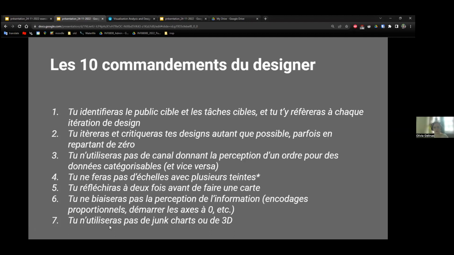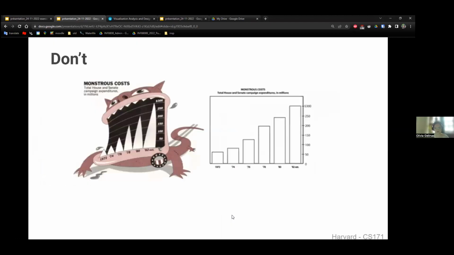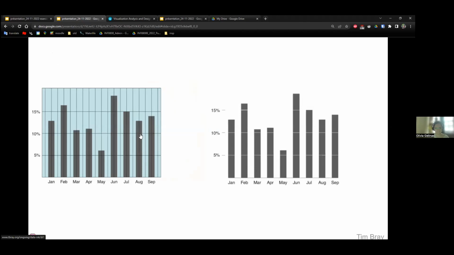So obviously, it could probably be deduced from what I was saying. We're not going to use chart junk or 3D. We don't have a really good example of 3D in this presentation, unfortunately, except here. It gives you a bit of an idea. They're trying to do it in 3D, but it creates a distortion on the data.